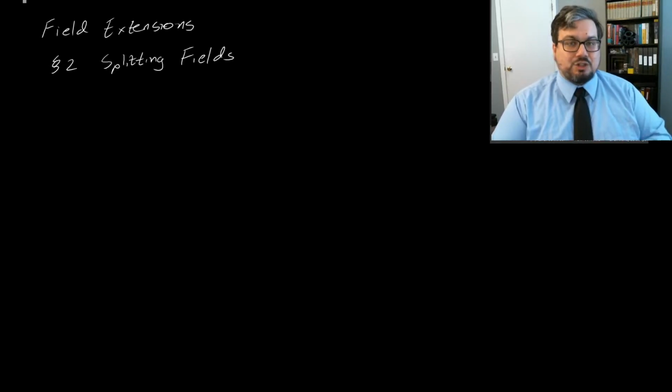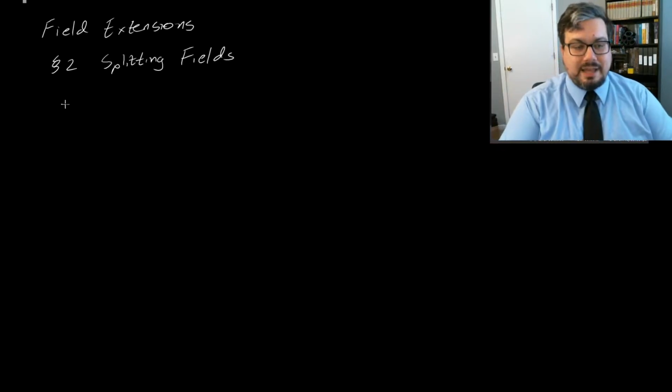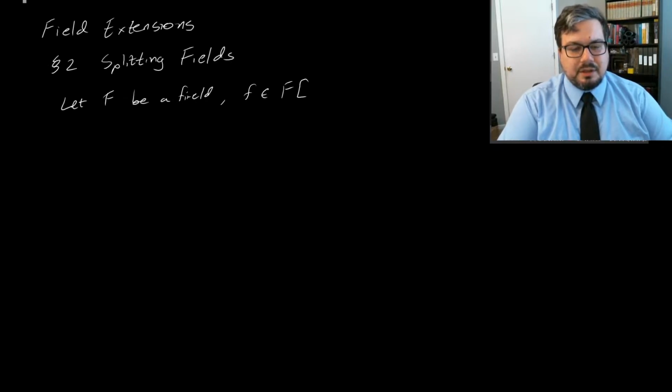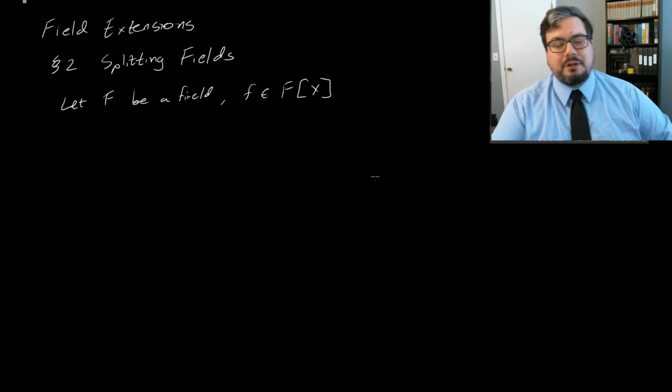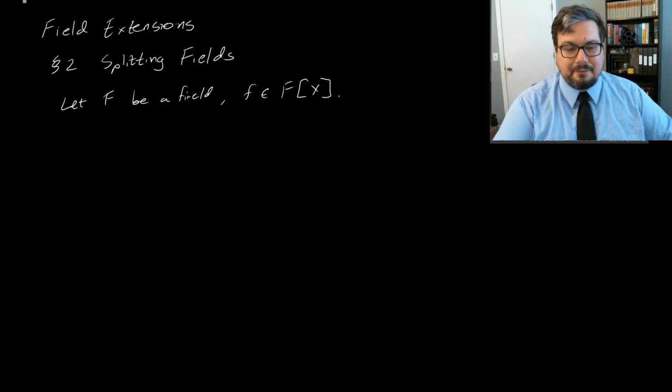The theorem from the last lecture, which showed that given any non-constant polynomial over a field, there exists some extension field where that polynomial has a root, motivates us to see how far we can take this process. Let's just do some exploration here. So let's let F be a field, and let little f belong to the polynomial ring over the field F.